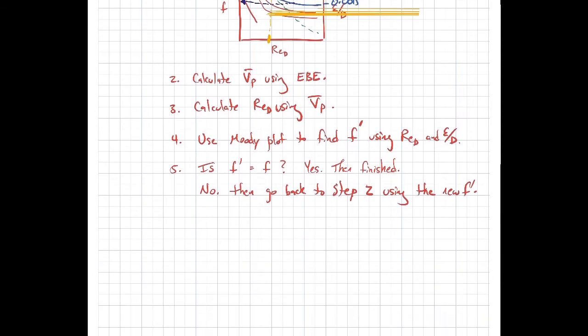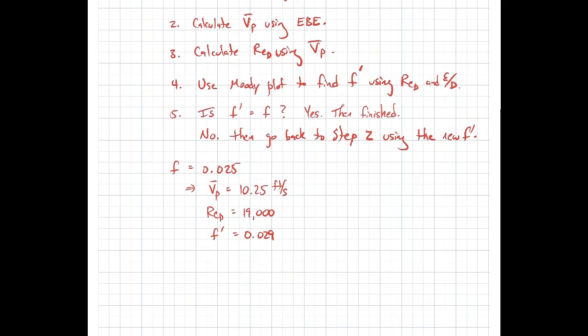So in fact, following that procedure, here are the values that I got. So I assumed from the wholly rough turbulent assumption that the friction factor was 0.025 in my very first iteration. So that gave me the velocity in the pipe of 10.25 feet per second, solving the extended Bernoulli equation. That gave me a Reynolds number of 19,000, which then gave me a new friction factor of 0.029. So you can see that this friction factor from the Moody plot is a little different from what I initially guessed, so I need to iterate again.